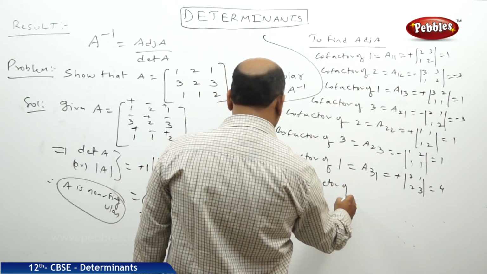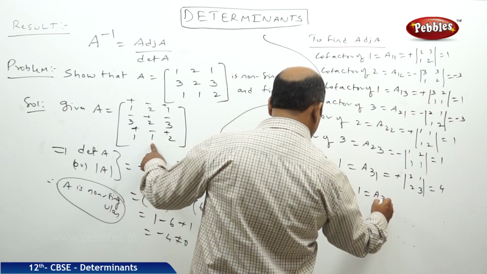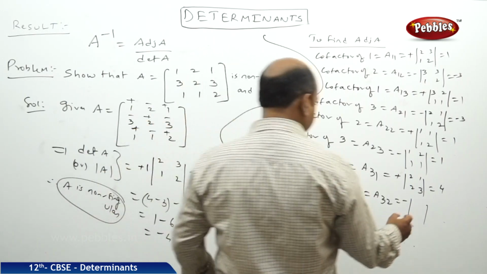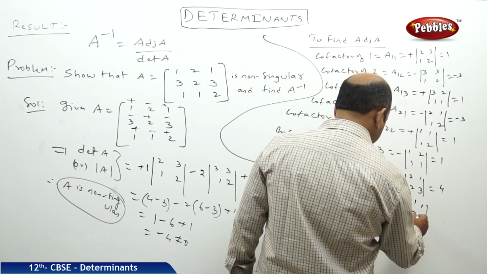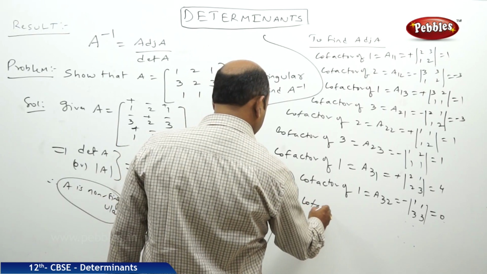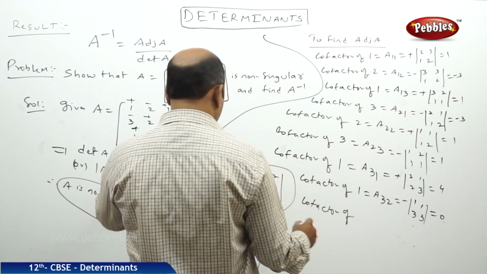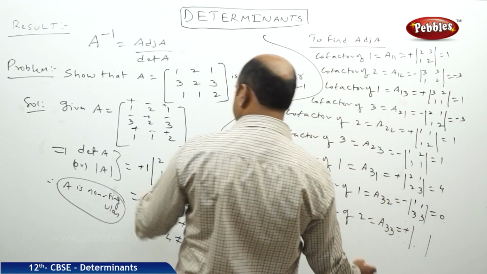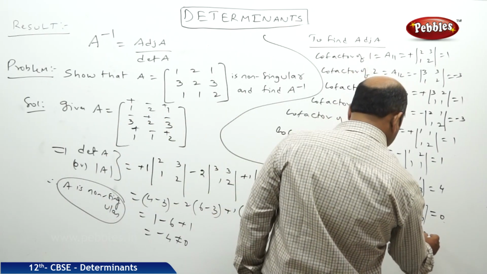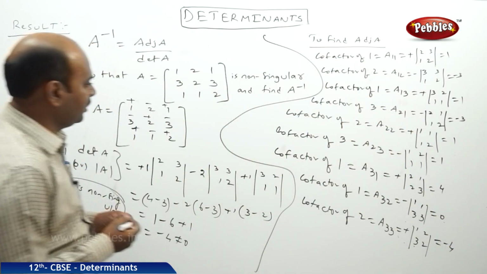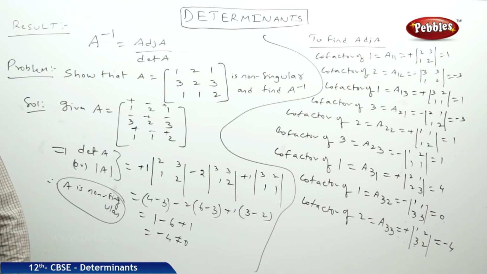And cofactor of 1, that is A32, is equal to minus into its minor. So 1 1 3 3, so 3 minus 3, it will be 0. And last one, cofactor of 2. Cofactor of 2 means A33, here plus sign into its minor. 1 2 3 2, so 2 minus 6, it will be minus 4. So we finished cofactors. As we finished cofactors, we need to write the cofactor matrix.